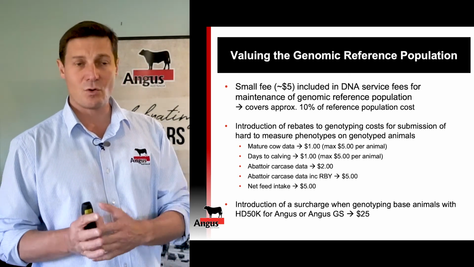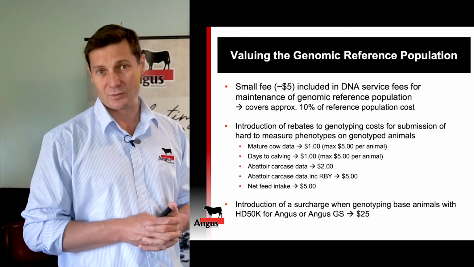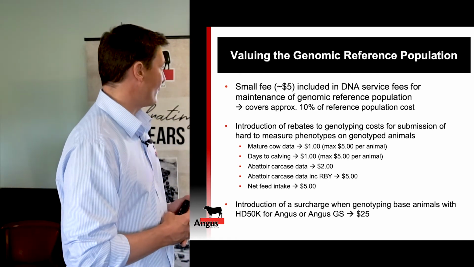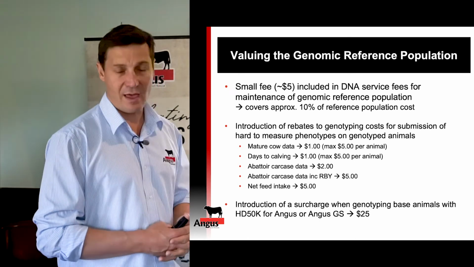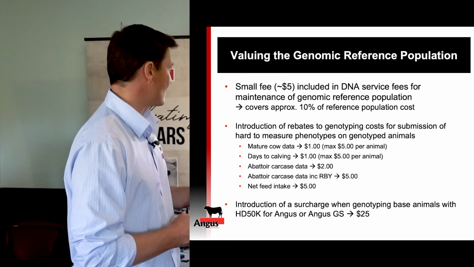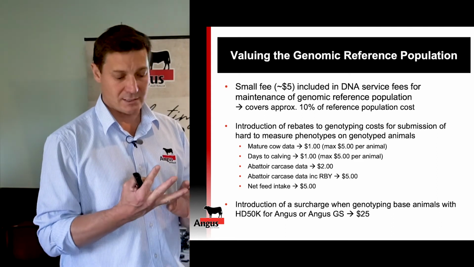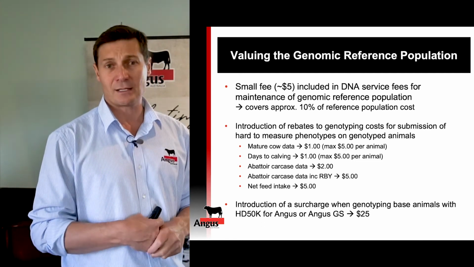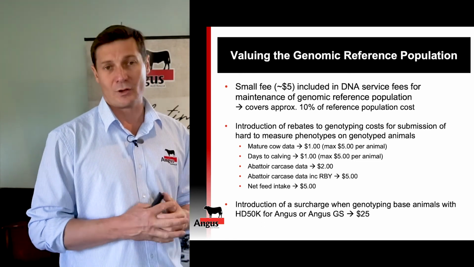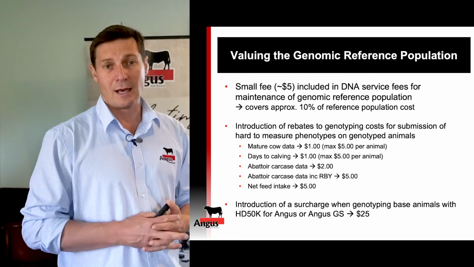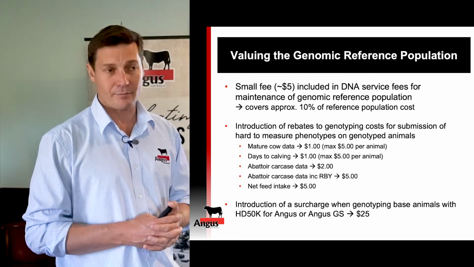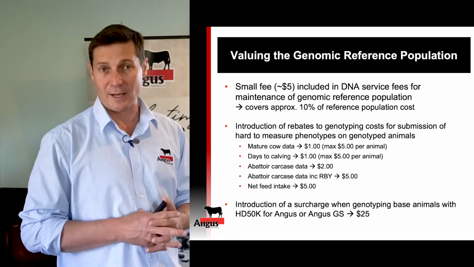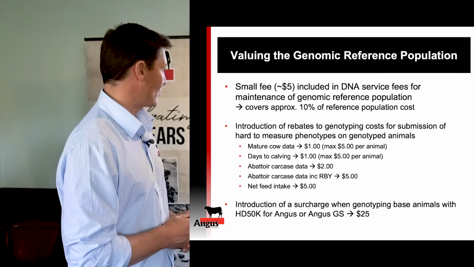So in January each year, we'll go back and look at the performance information which has been collected on genotyped animals over the last 12 months, and rebates will be credited to their account if certain information has been collected. So in the case of, say, mature cow data, so mature cow weights, heights and body condition scores, if that had been collected on a genotyped female, then a $1 rebate per female would be paid back onto that member's Angus Australia account. And then if that was done over 5 years on that same individual cow, then that would be up to a total maximum rebate of $5 to cover the total contribution.